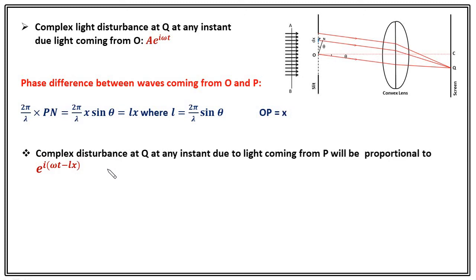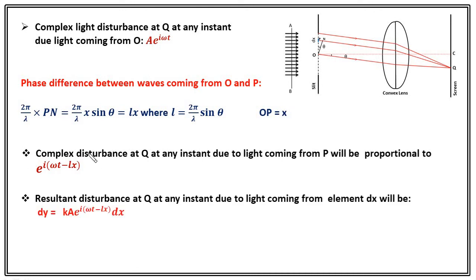Then what will be the complex light disturbance at point Q due to light coming from this diffracting element dx? It's a very easy guess. The larger the area, the more the disturbance. That means the disturbance will be proportional to dx as well as this term which we have already calculated, that is the disturbance due to P. Therefore, the resultant disturbance at Q at any instant due to light coming from element dx will be represented as dy, which equals k, a proportionality constant, times a e^(i(ωt − Lx)) dx.